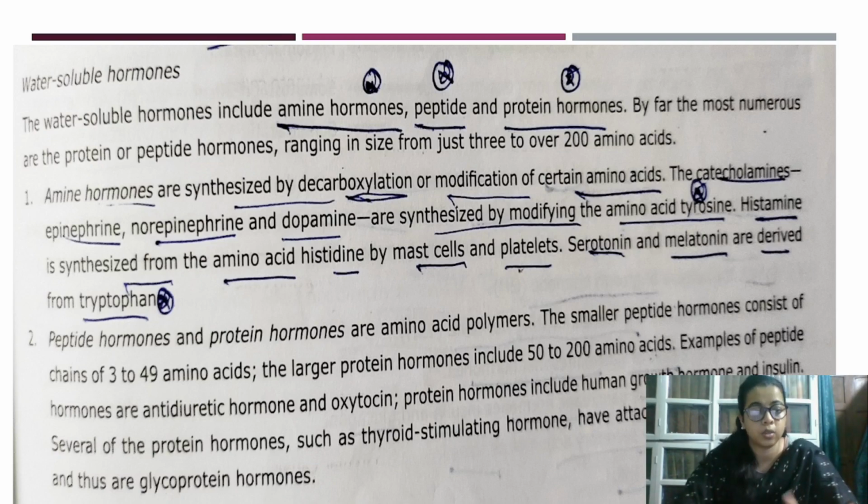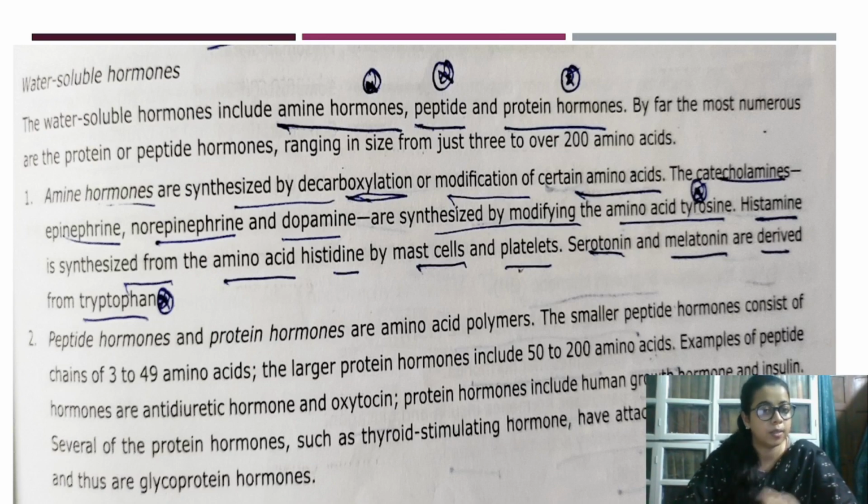And what are peptide hormones? Peptide hormones are made up of peptides, that is about 3 to 49 amino acids. Several peptide hormones are present, like oxytocin. Oxytocin is one of the peptide hormones, and insulin is also a peptide hormone, and these are made up of peptide bonds. So basically these are the different categories of hormone.